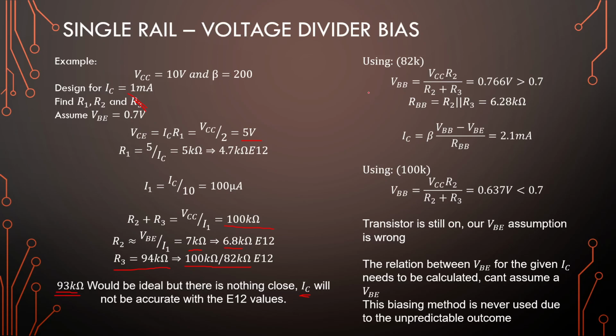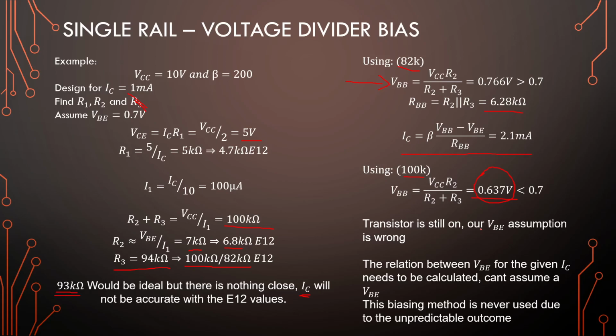Right, so if we go and calculate using these resistors, we find that our VBB value is 0.766, which is larger than 0.7. We assumed 0.7. RBB is 6.28, and IC would be 2.1 milliamperes. That's using an 82K instead of 93 kilo ohms. Using 100 kilo ohms, we get to a value of 0.637, which is less than 0.7. So we are sitting in a bit of a pickle here. The one resistor will give us a larger collector current. The other resistor will give us a smaller current. The transistor will still be on because this is still above 0.5 volts.